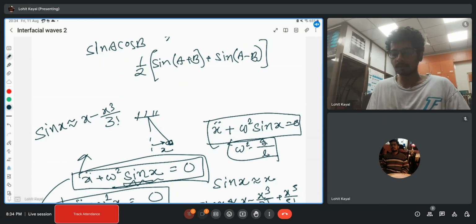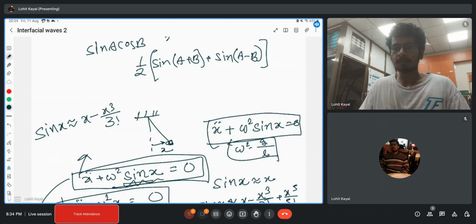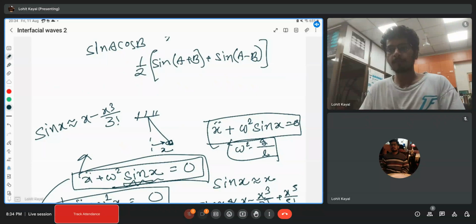So in the last class and today also, we have mostly solved the linear oscillation problem, and from the next class onward we will go to the nonlinear oscillator equation.